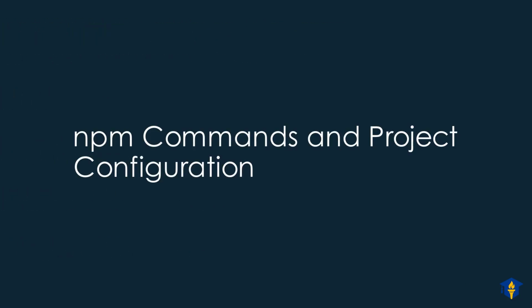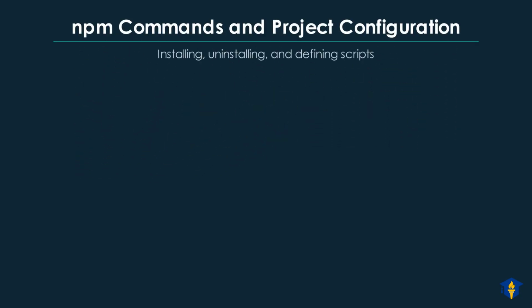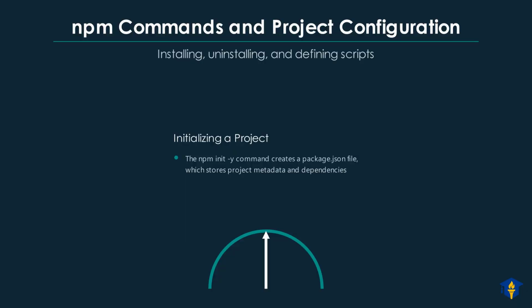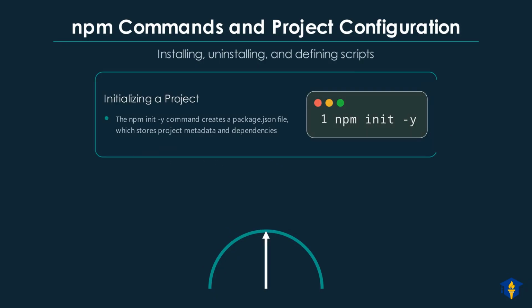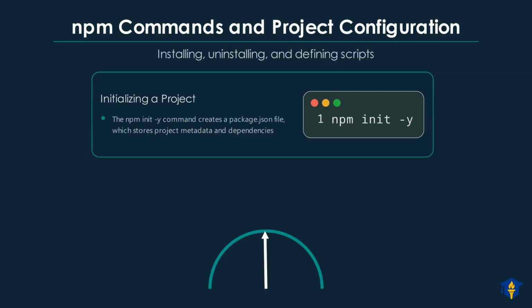Now, let's look at essential NPM commands and how to configure your project effectively. We'll cover installing and uninstalling packages, and defining custom scripts to streamline your development process. To begin, initializing a project with npm init creates a package.json file automatically. The package.json file is essential for managing your project's metadata and dependencies. This command initializes your project, creating a package.json file with default settings ready for package management.